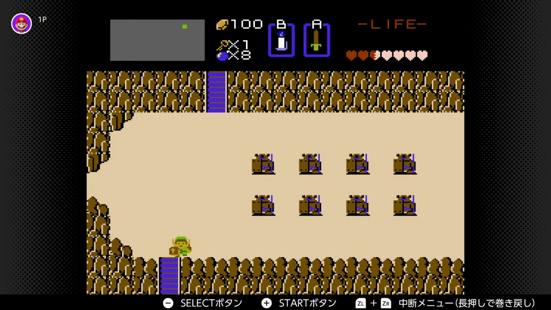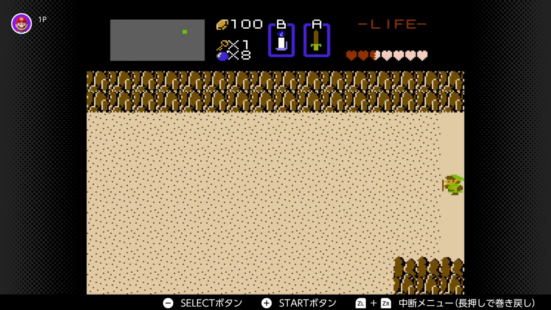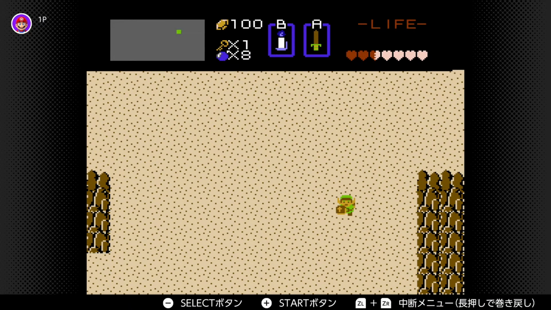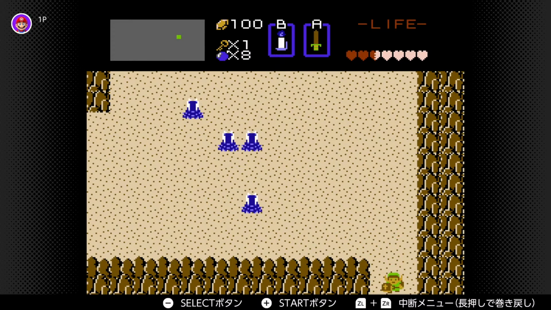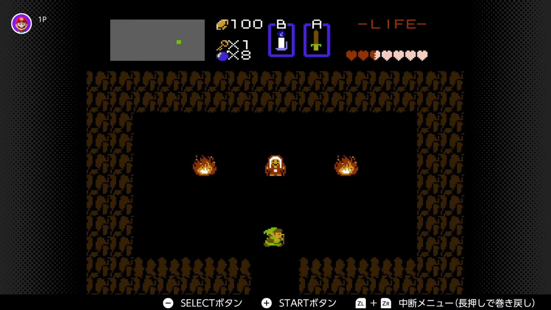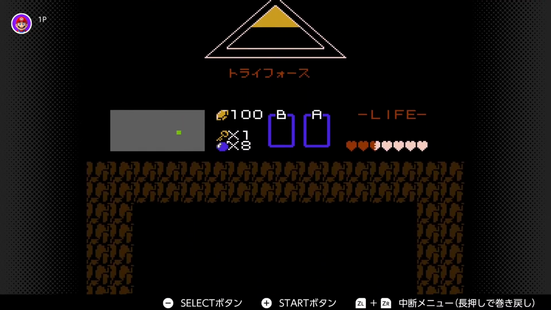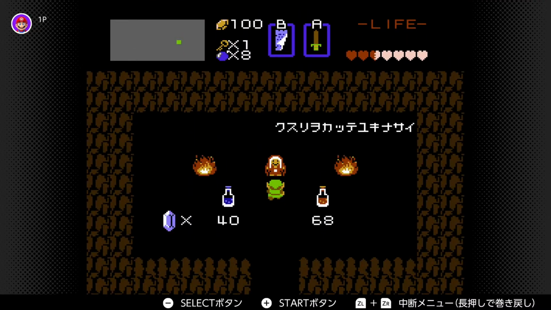Okay. Now let's go toward level 3, as we are definitely tackling that one as well today. Not sure if we can do also another dungeon beyond that, but we'll see. Let's see. Ah, here's the old woman, and I think we can give her the famous letter. Yep. And she says, Kusuri o katte yukinasai.